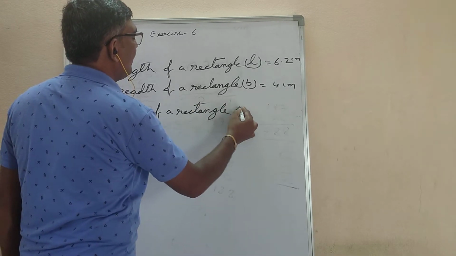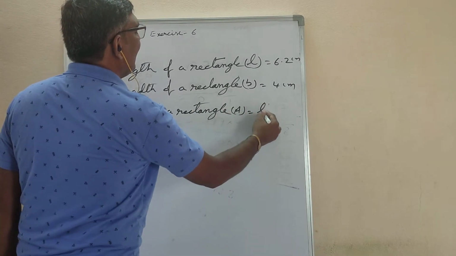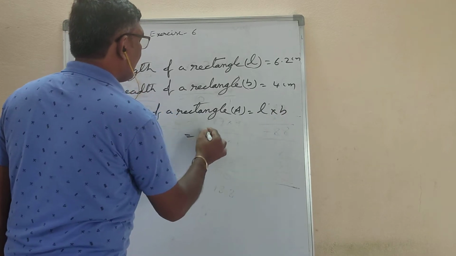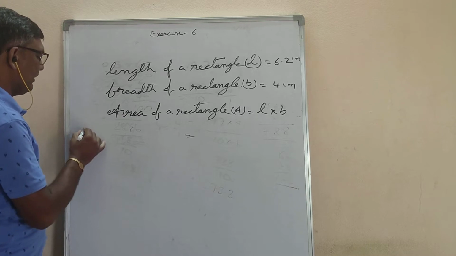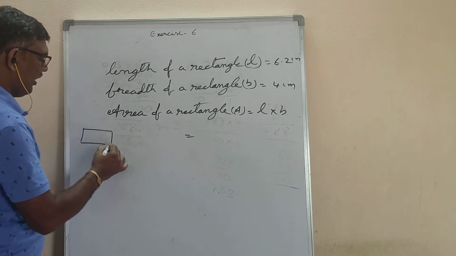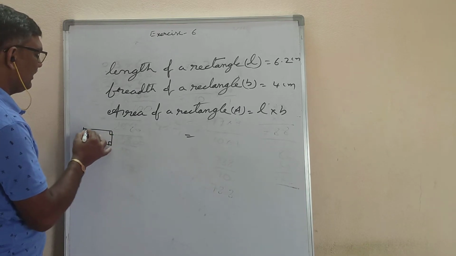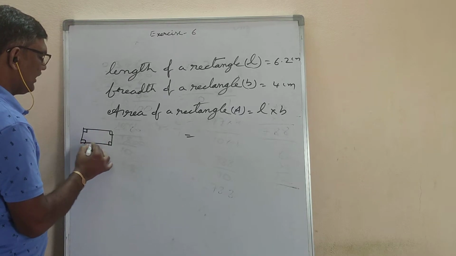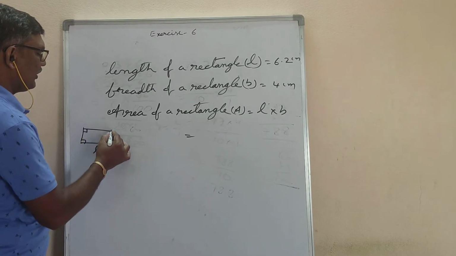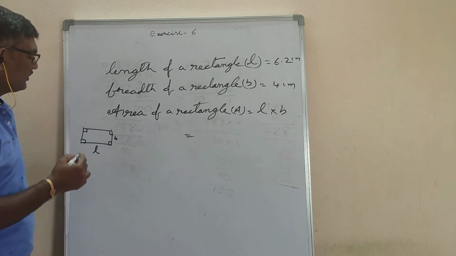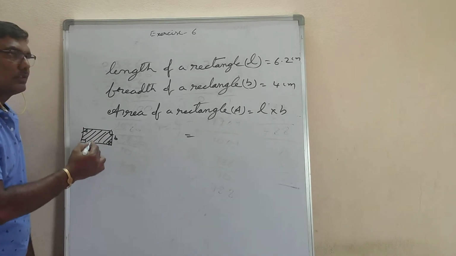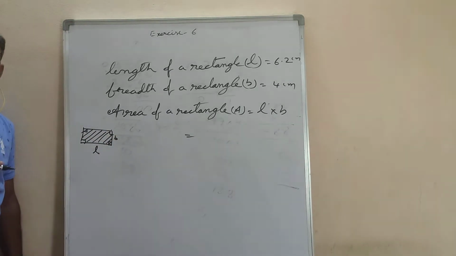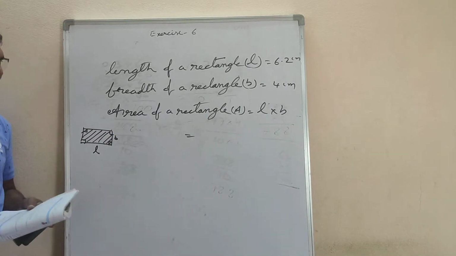So what is the formula for the area of a rectangle? L into B. The formula for the area of a rectangle is L into B. If you see, a rectangle will be like this. All angles will be 90 degrees. Here to here is called length. Here to here is called breadth. So area means this entire shaded region. It is called area. So if you know length and breadth, you can find the area of a rectangle.